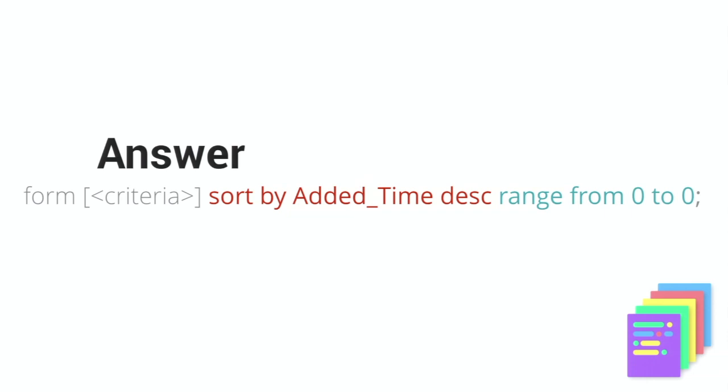So if we're sorting by the time that they are added to our database, the most recent record will be the first one on the list if we're sorting in descending order. And then we just say range from 0 to 0 to grab the first record on the list.